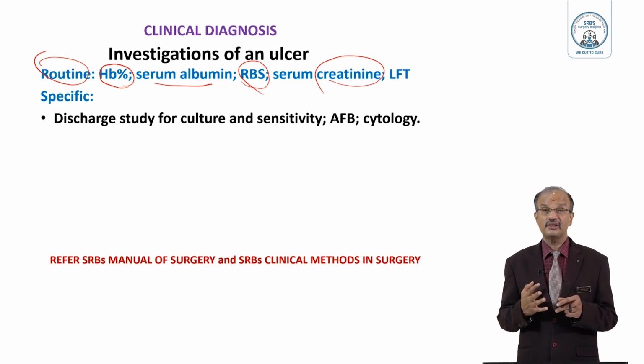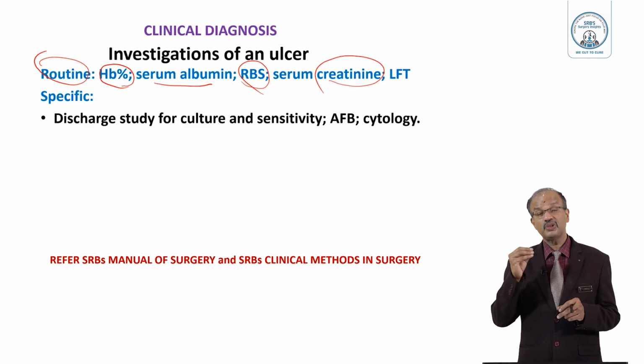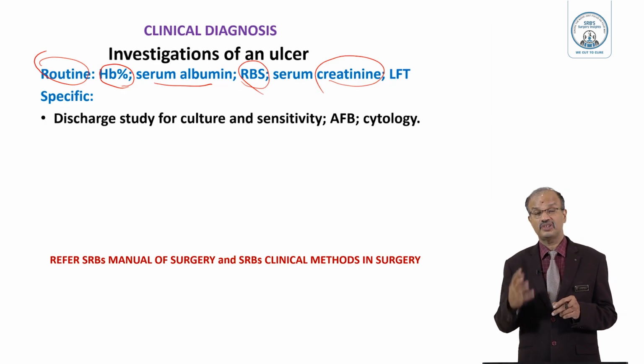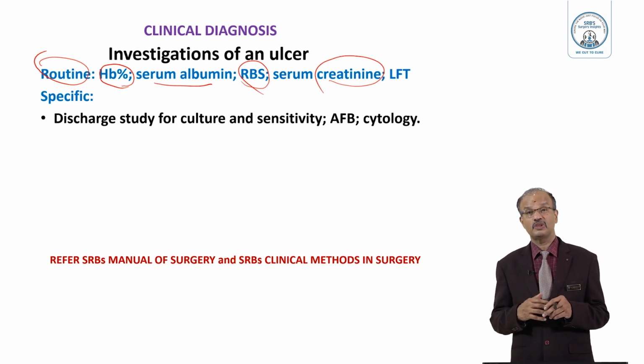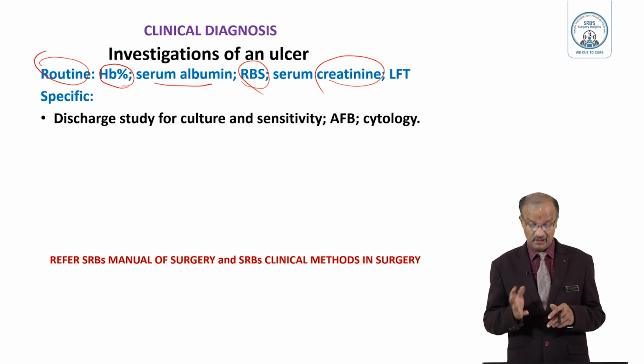But for quantitative analysis to decide on grafting, you have to take a tissue and send it for culture. When you take a tissue for culture, don't put it in formalin, put it in normal saline, or ask the microbiologist how exactly to send it. It should be sent immediately because they want to do the essential culture as early as possible to get an appropriate result.